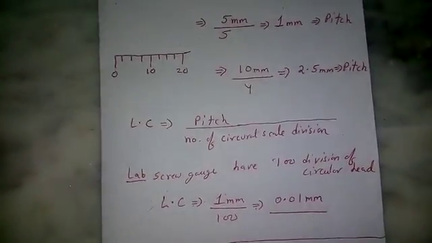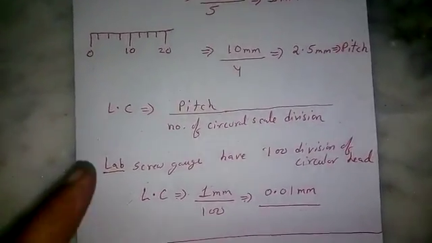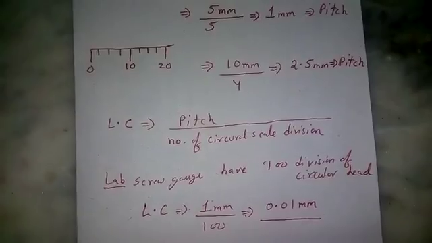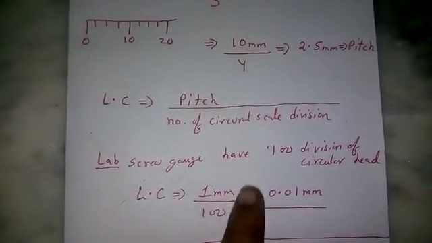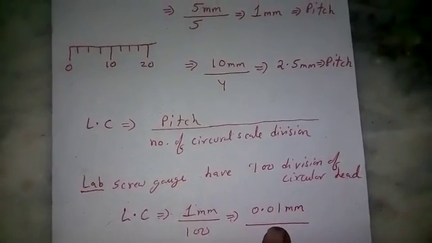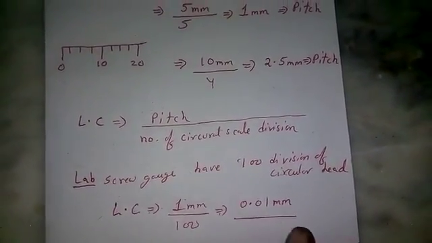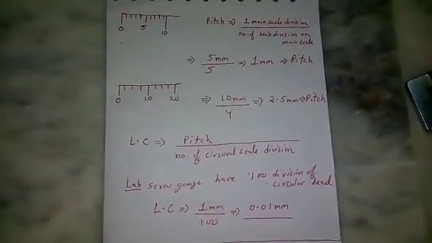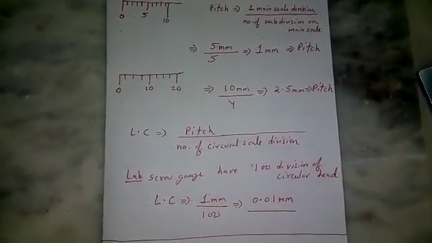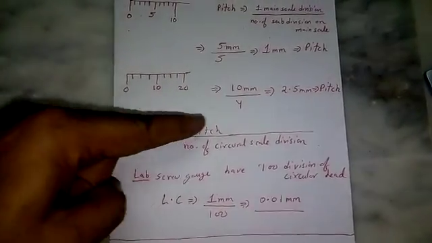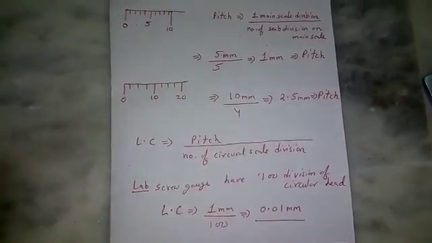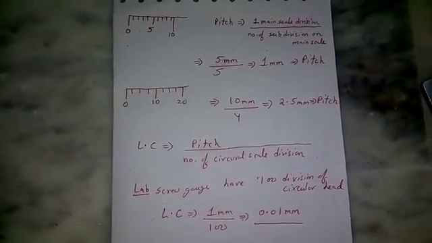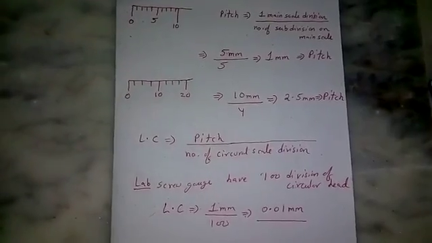Now what is the least count of a screw gauge? Least count of a screw gauge is pitch upon the number of circular scale divisions. A laboratory screw gauge has only 100 divisions on its circular head every time. So what is the pitch? 1 mm. How many divisions are there? 100 divisions. What will be the least count? 0.01 mm. This will always be the configuration of a laboratory screw gauge. But if you go somewhere else, for any other device, you can get a variation in circular scale divisions also. So with this simple formula you can easily find out the least count of any screw gauge, whether from your laboratory or from outside the laboratory.